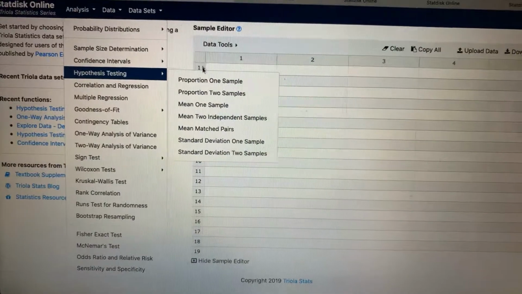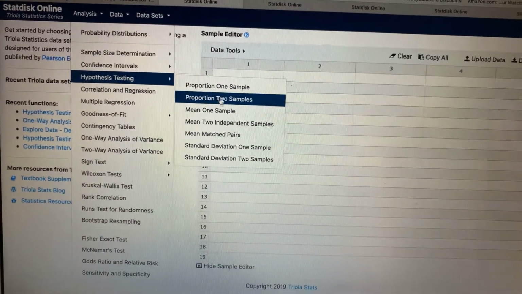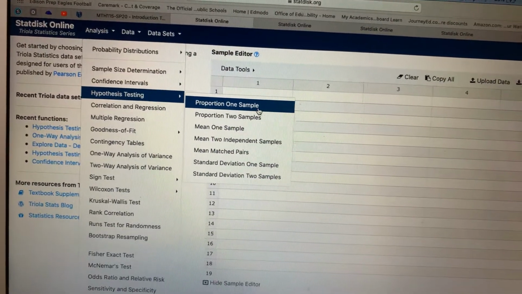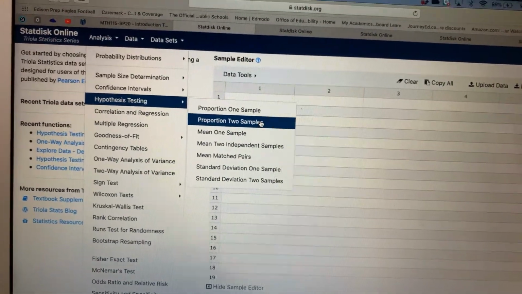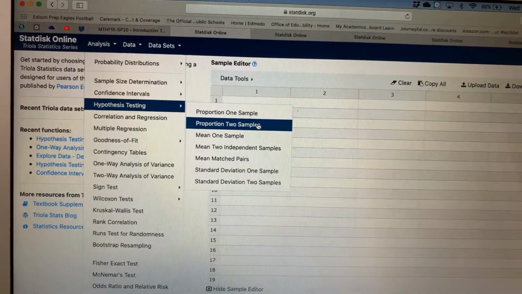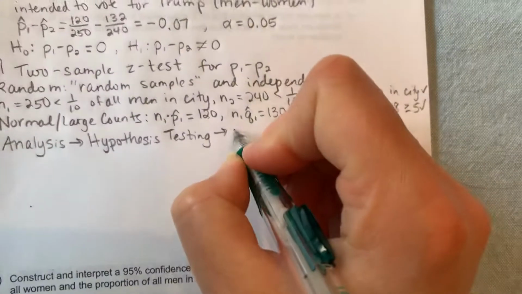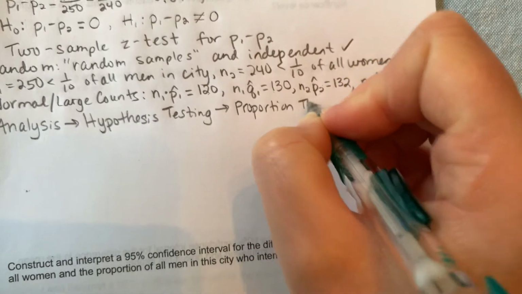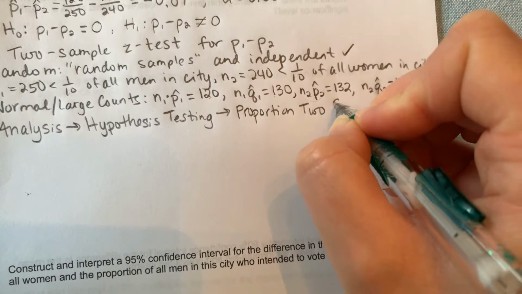Okay, so then we have lots of options. Is it a proportion or a mean? That's one decision you have to make, or a standard deviation. We didn't even talk about those. We know it's a proportion. So do we have one sample or two samples? Well, we have a sample of men and a sample of women, so we choose proportion, two samples.